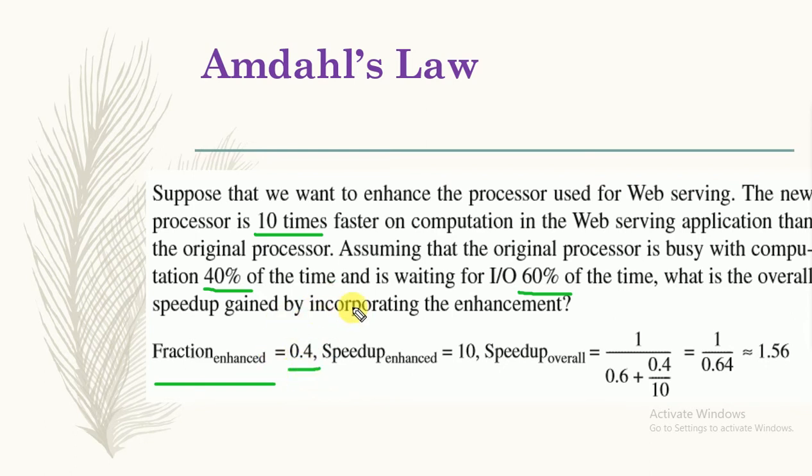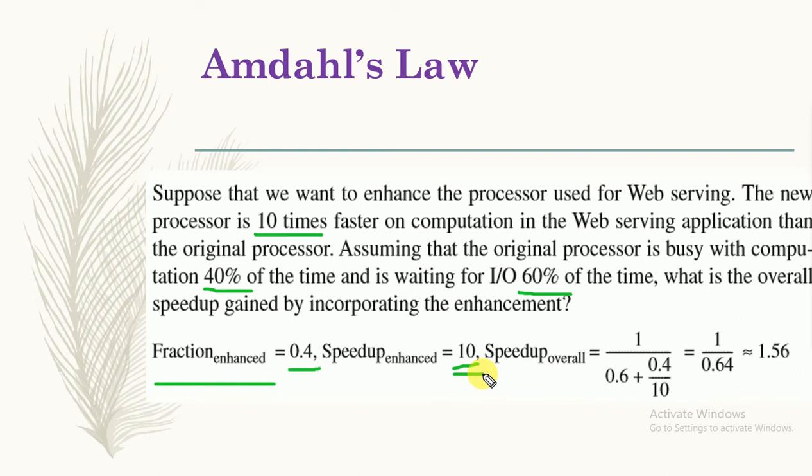That is to be enhanced. The other 60% of the time it is waiting for I/O. We don't need to do anything on that. So 40% of the time it is busy with computation. In that 40% of time we are going to add enhancement. So the fraction is 0.4. Now the speed up enhanced: the new system's processor is 10 times faster. It is already given. The speed up enhanced is 10.